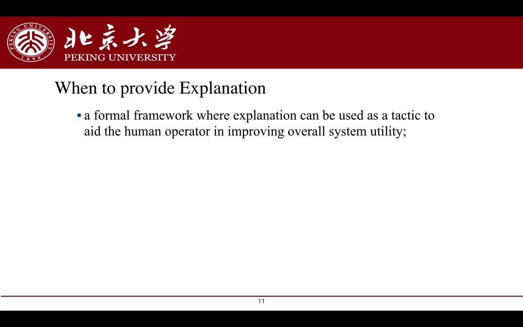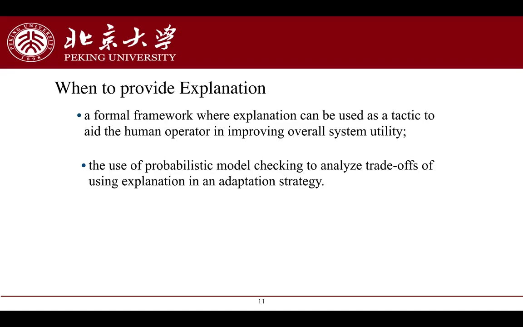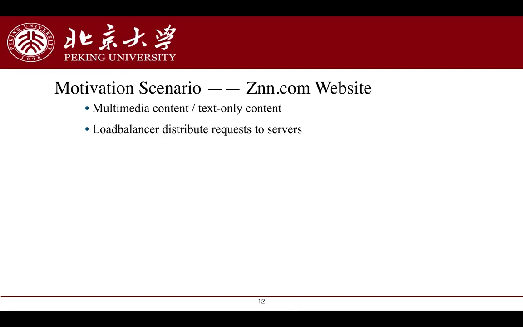Specifically, explanation can be used as a tactic, which can potentially improve the system utility. Then, probabilistic model checking will be adopted to analyze the trade-offs of using explanation in an adaptation strategy. To illustrate our framework, we will use CNN.com news website under distributed denial of service attacks as our running example.